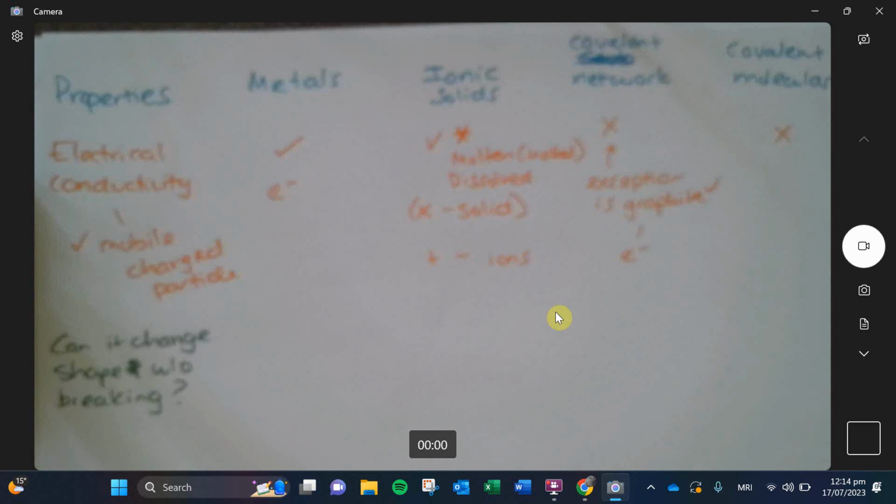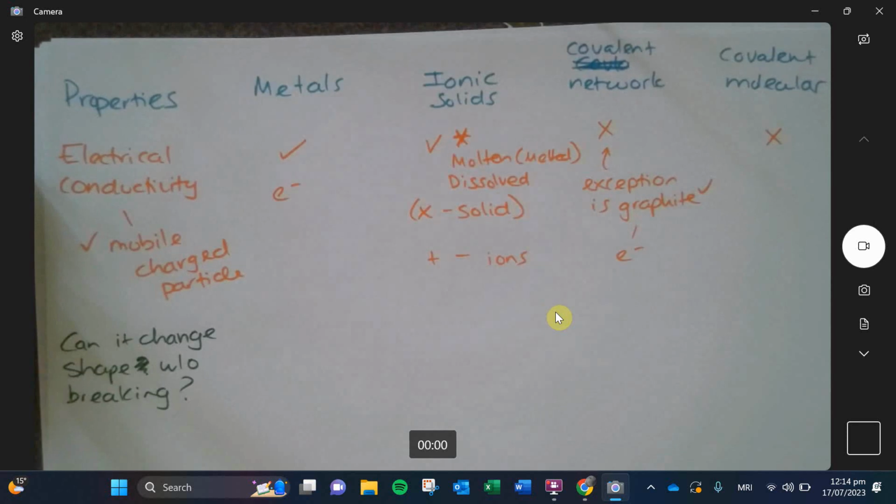So metals, can I change metals' shapes without breaking them? Can I hit a piece of copper with a hammer and it won't break apart? Yeah, that one's fine. So that one is an example of something that's ductile and that's malleable. So malleable means I can hit it with a hammer, it changes its shape, but doesn't break it in half. Ductile means I can pull it into a string. Yeah? All right, ionic solids.